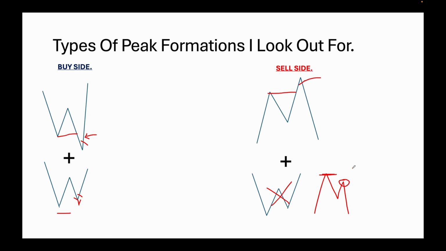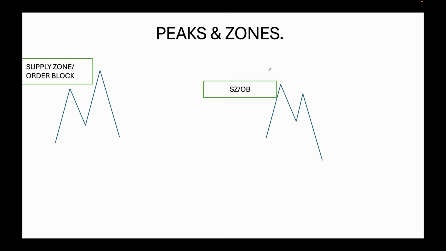Now, the question that many people ask is, how would I know what type of peak formation to look out for? And that's very simple. We're going to look at the peaks and zones. And the first one, as I said, is where we look to see the second leg being higher or lower than the first. In this example that we have right here, being an M formation, we want to see the second leg being higher than the first, right?